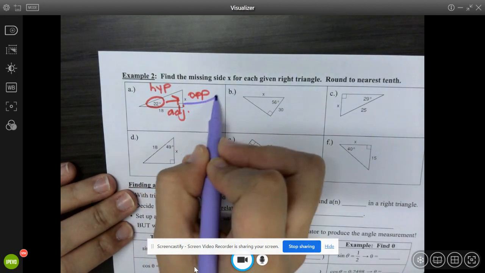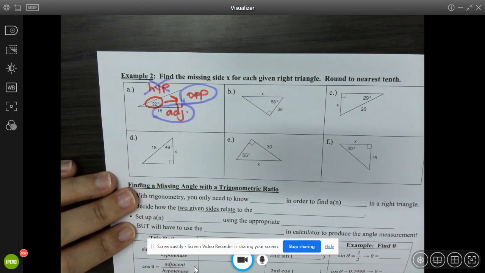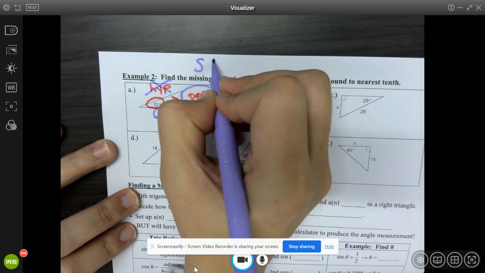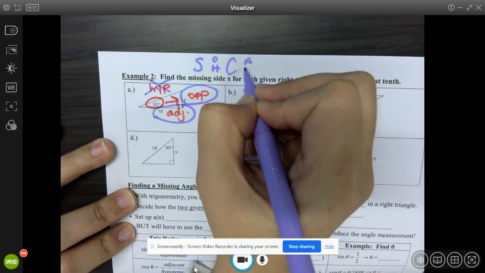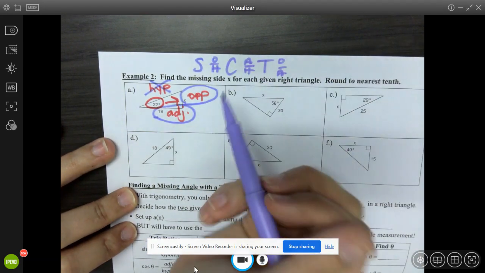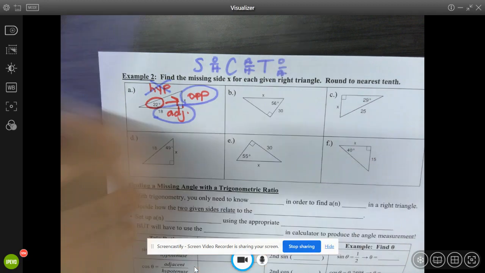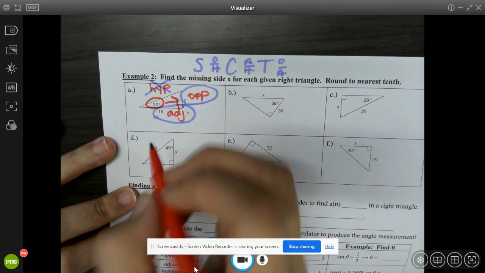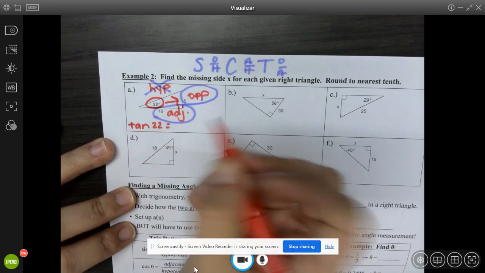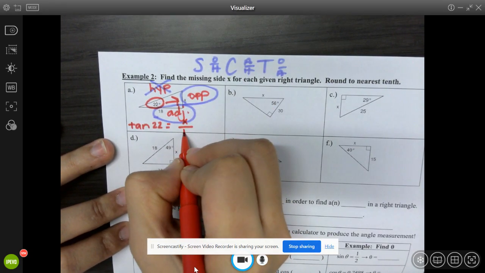They've labeled something on the opposite. They've labeled something on the adjacent. There's nothing labeled on the hypotenuse. So this is how you're deciding which trig ratio you use, because sine, cosine, and tangent each use different sides. All right, so opposite and adjacent, that's tangent. So we would set up our equation by saying tangent of the angle 22, and you always go in order. So opposite goes on top and adjacent goes on bottom.